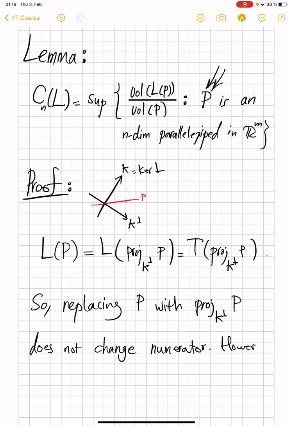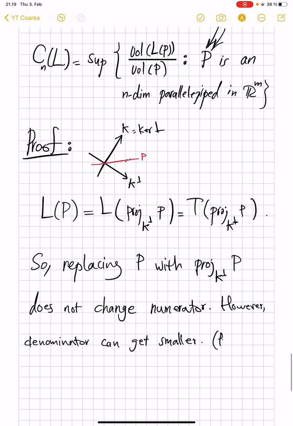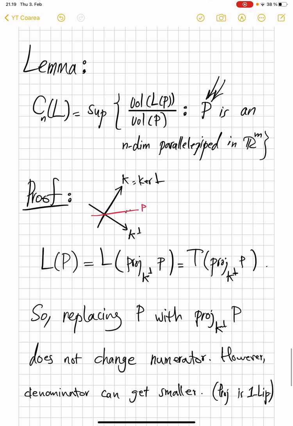However, the denominator can get smaller. Because when you project, projection is 1-Lipschitz, and a 1-Lipschitz map only decreases the Hausdorff measure. This is saying that a line here, when you project down here, it becomes a shorter line. But it's true in n dimensions as well.